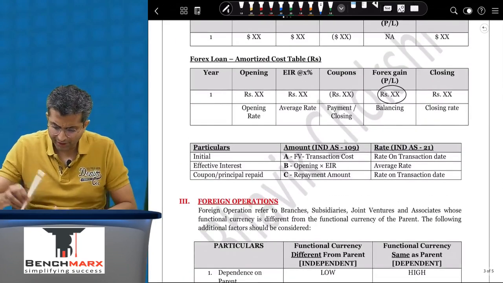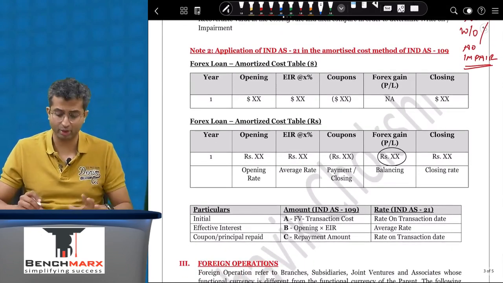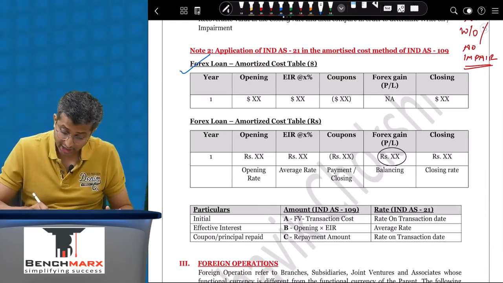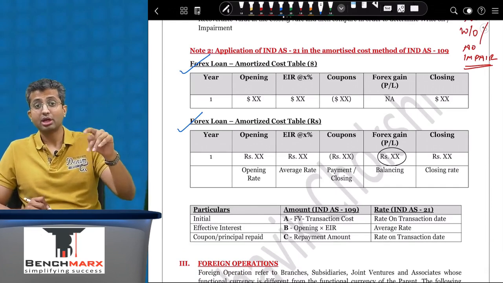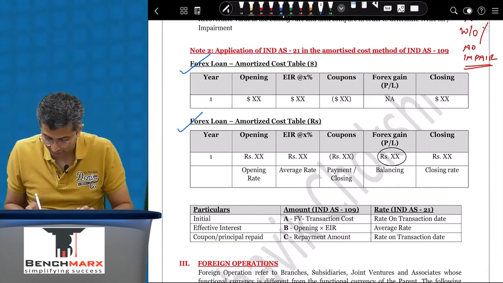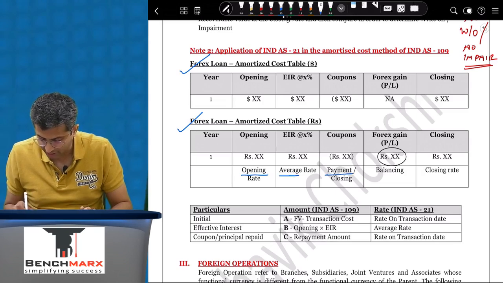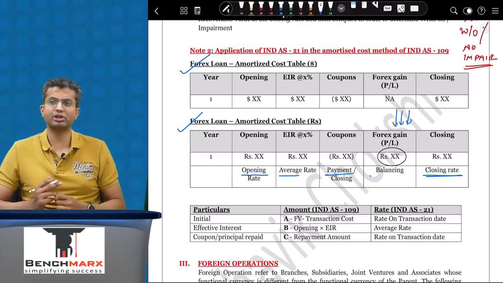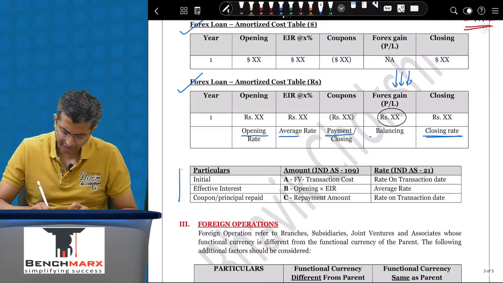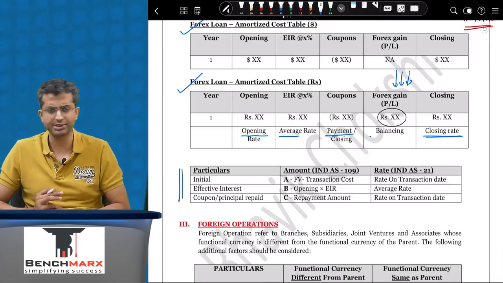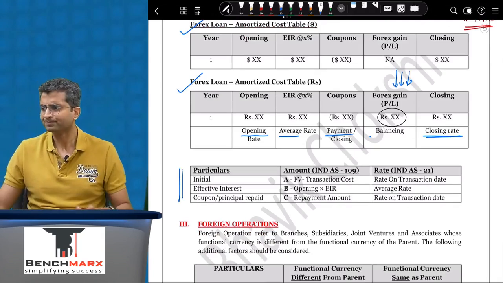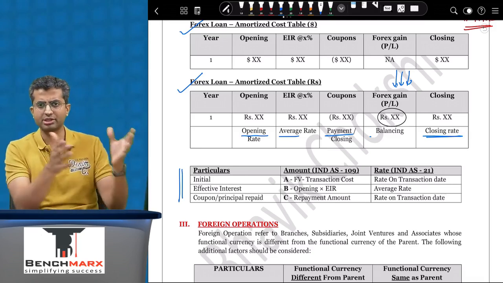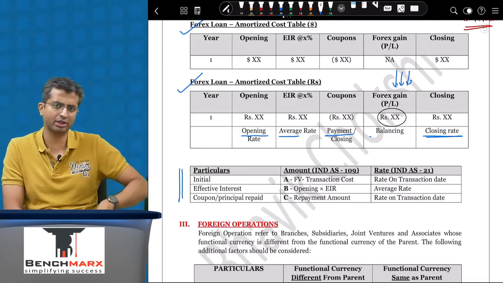Okay. So if we go to see what we have to do, you can refer to the steps over here. You will first prepare the amortized cost workings in the usual manner in the foreign currency. Then again prepare amortized cost workings by converting them into the functional currency using the respective rates, that is the opening rate, average rate, payment date rate and the closing rate, and the balancing figure over here will give you the foreign exchange gain or foreign exchange loss. We have summarized and given the rates to be used over here. You can pause it and refer to it if you want to. Okay. So this takes care of this special case of amortized cost along with foreign currency.